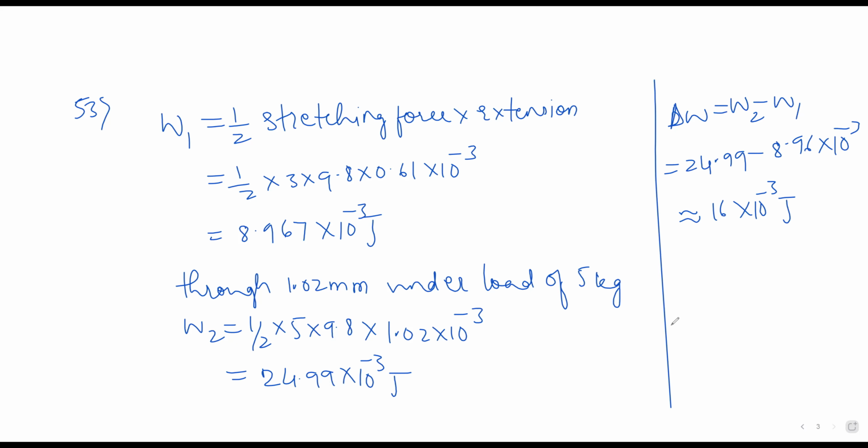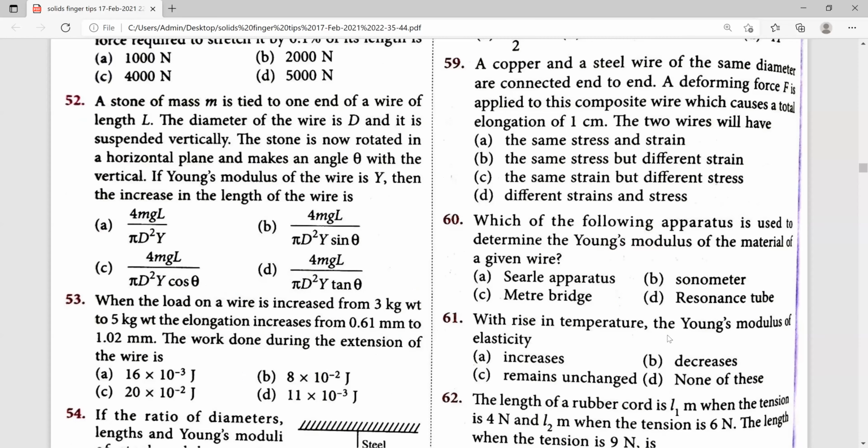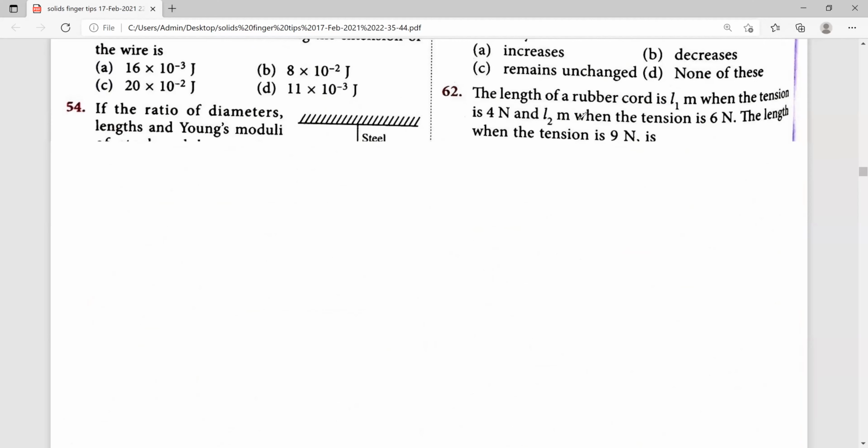answer for 53rd one, for 53rd one, 8th one is the right answer. So just calculate correctly and check whether this much of answer you are possible to get or not.